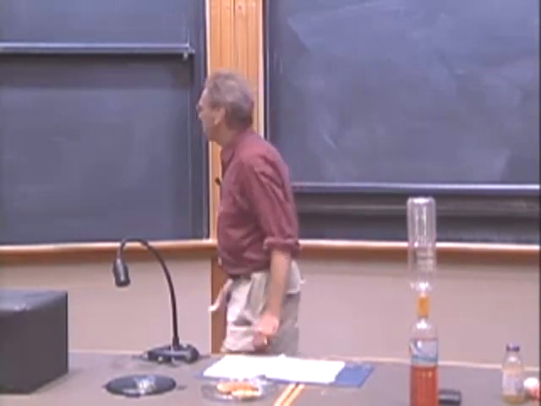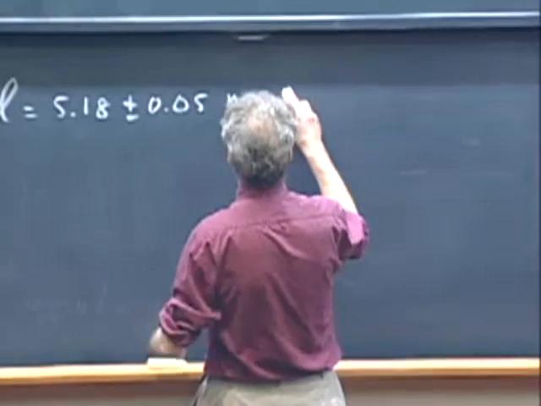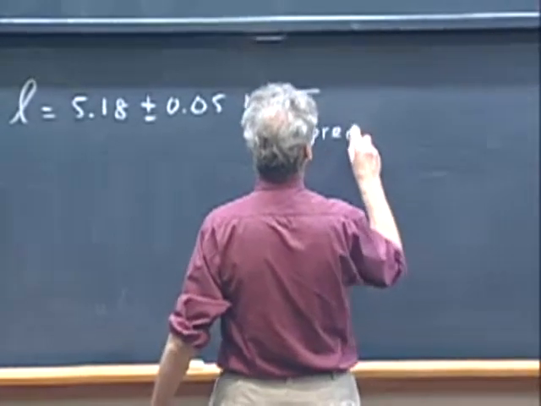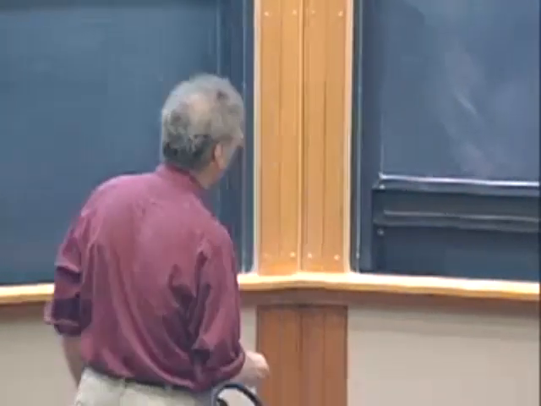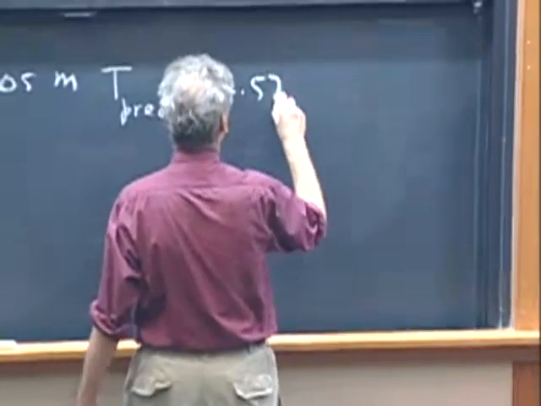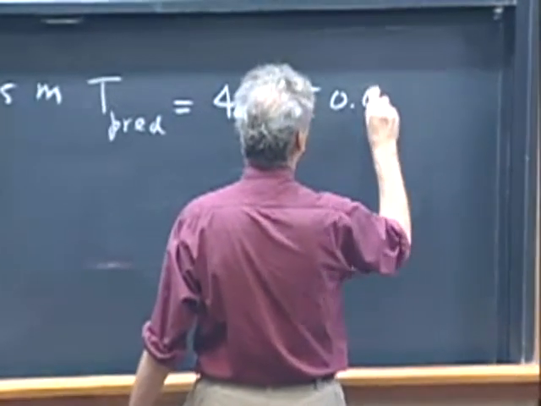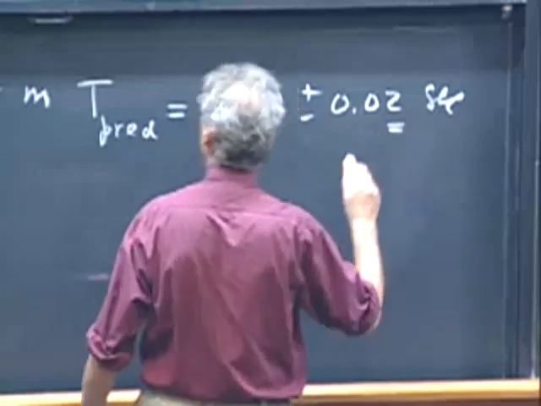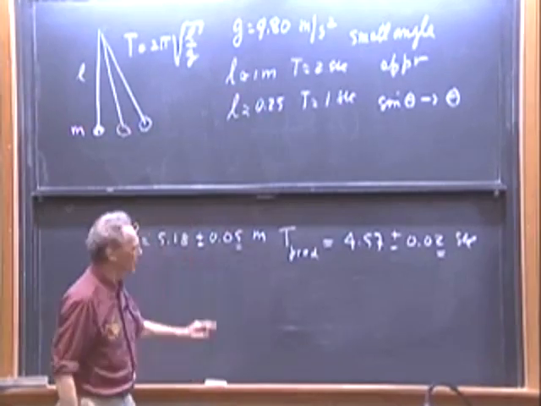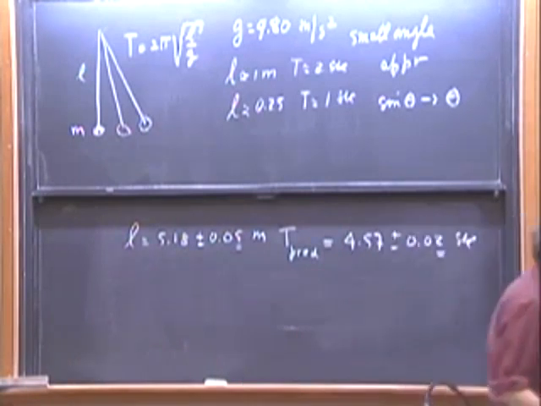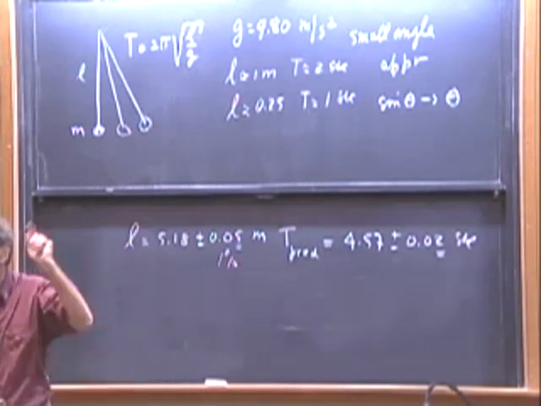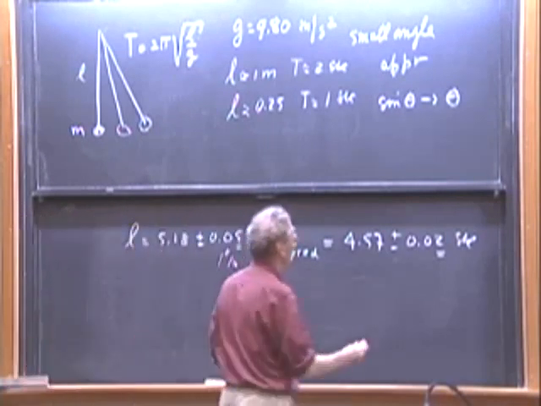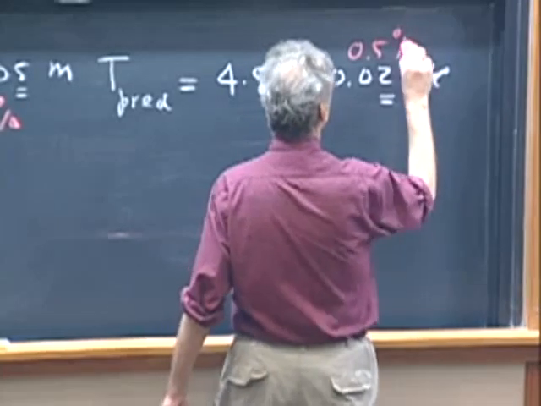And so the prediction then is, if you simply put this L in there, T predicted, purely on the basis of that simple equation, equals 4.57 plus or minus 0.02 seconds. And this 0.02 is the result of this 0.05. There's a 1% error in here, right? 5 out of 518 is 1%. And so the error in T is 0.5% because it's the square root. And so you get a 0.5% error. And I rounded that off. So that is the prediction.